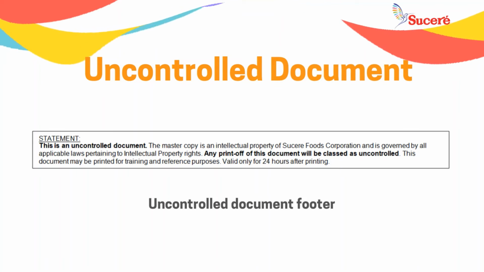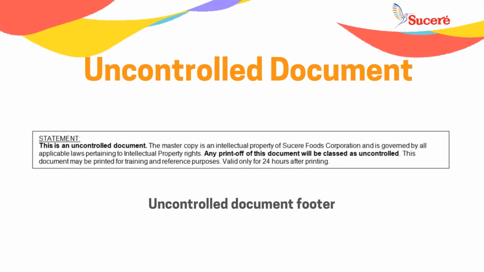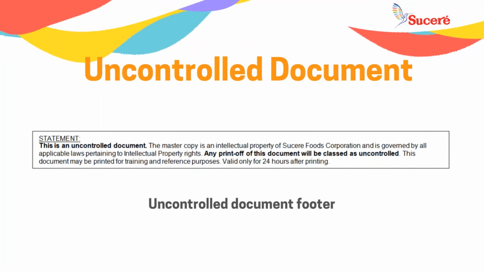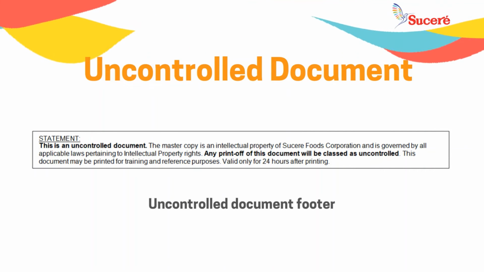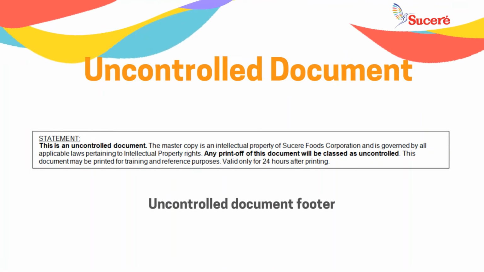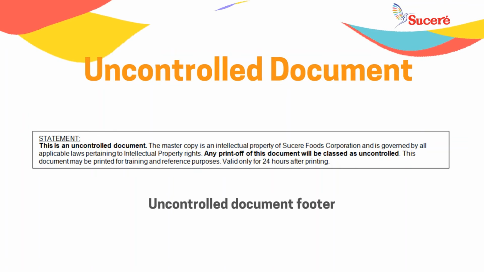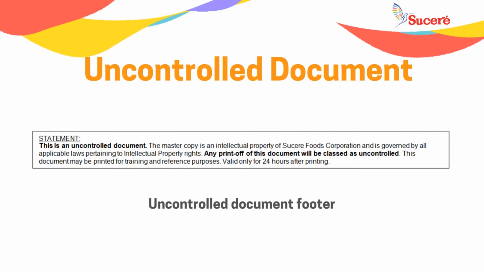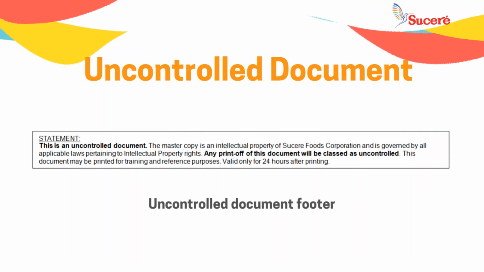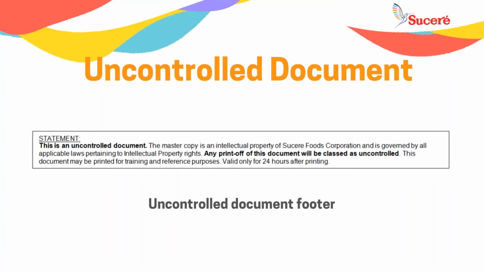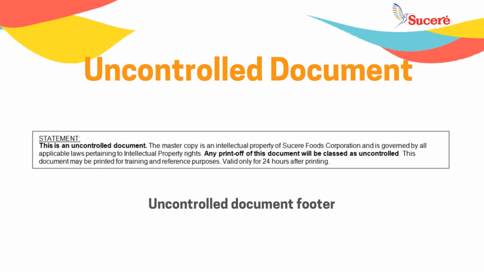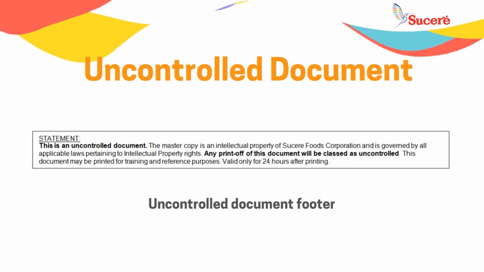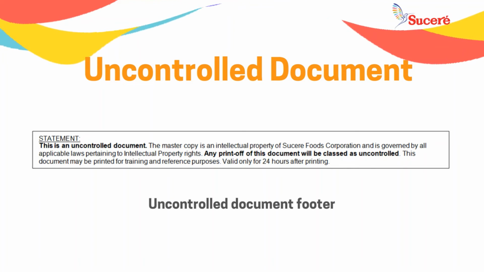So an uncontrolled document will have a document footer like this, which states that this is an uncontrolled document. The master copy is an intellectual property of Sucre Foods Corporation and is governed by all applicable laws pertaining to intellectual property rights. Any print of the document will be classed as uncontrolled. This document may be printed for training and reference purposes, and it is only valid for 24 hours after printing.